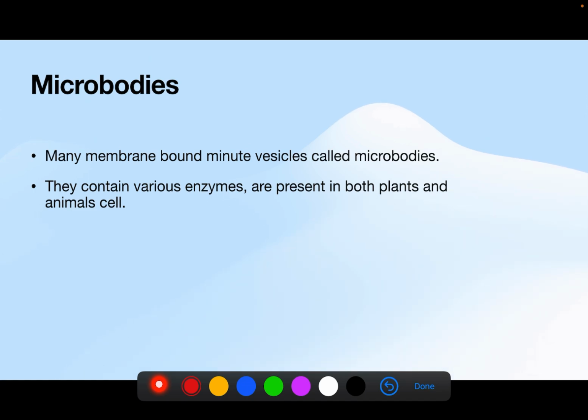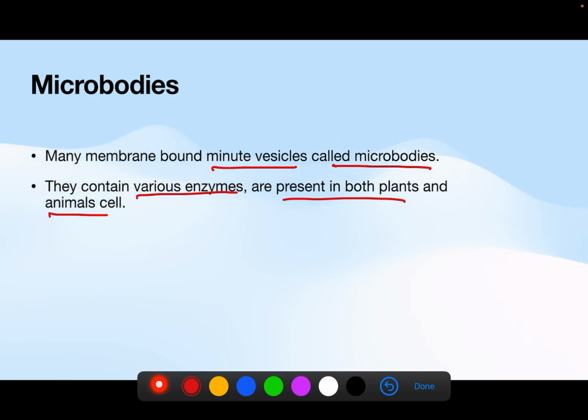At last we have microbodies. Any membrane-bound minute vesicles are called microbodies. They contain various enzymes and are present in both plant and animal cells. This is all about today's lecture.